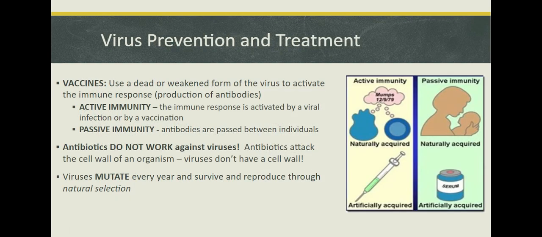Now, viruses can be prevented. You get a vaccination to prevent viruses. When you get a vaccination like a flu shot, the doctor is actually using a dead or weakened form of the virus and injecting that into your bloodstream. And what that does then is activates your immune response, your body's own medicine.